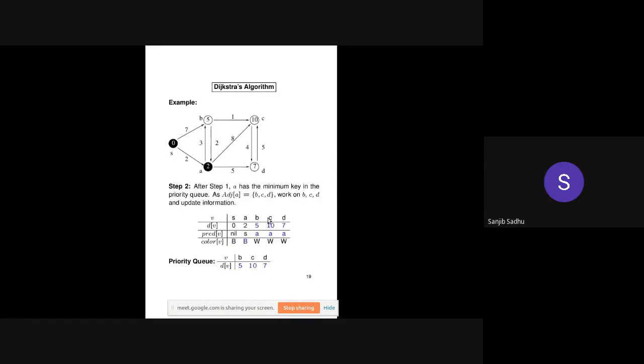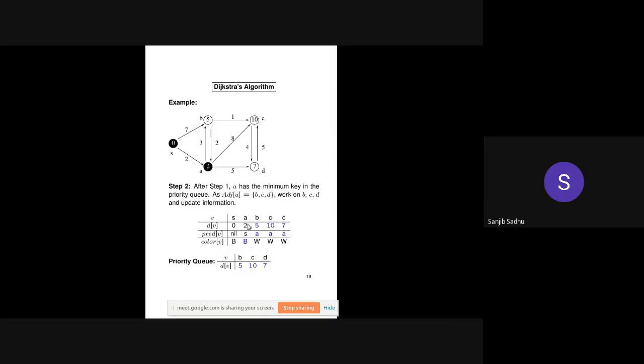Now whenever I am adding this, what happens? This 2 plus 8 means this. You check only the DA value and this 8. So 2 plus 8 is 10. And this 2 plus 5 is 7. So I have updated. And what is the preceding value of the vertex B? A. Preceding value, so C is A, D is A. And I have made this black.